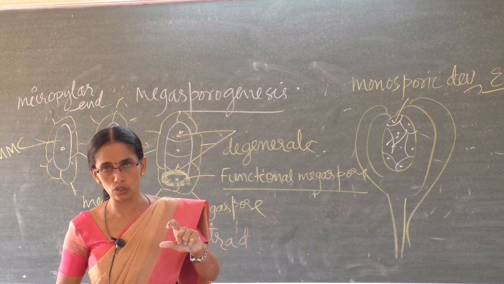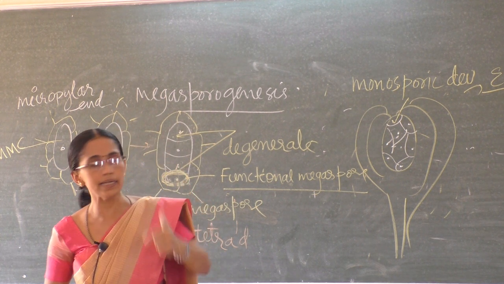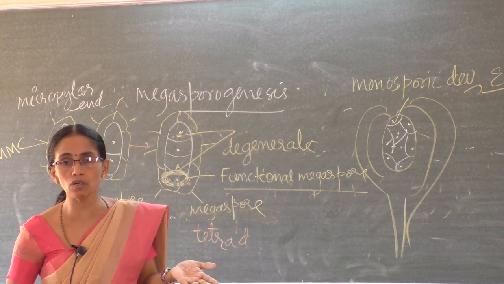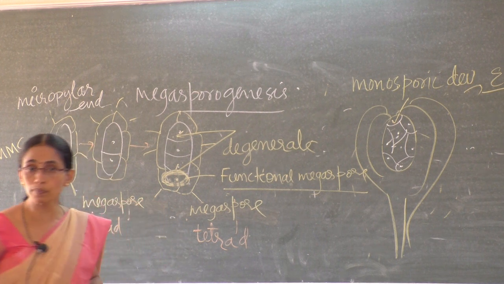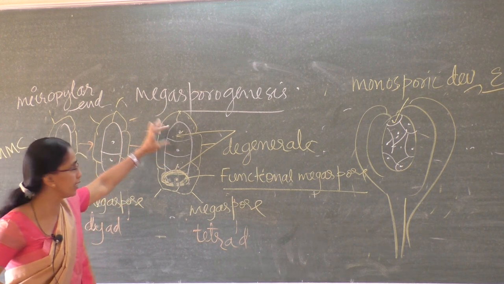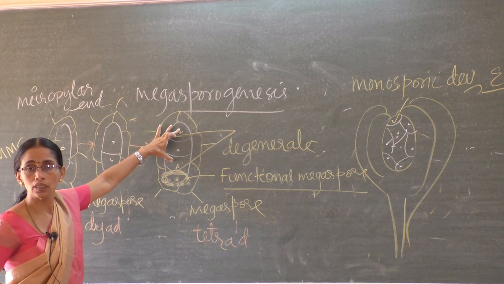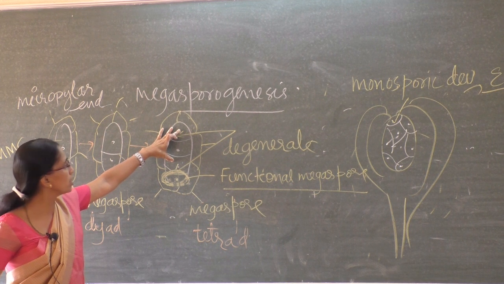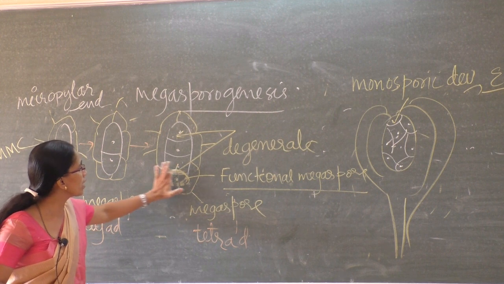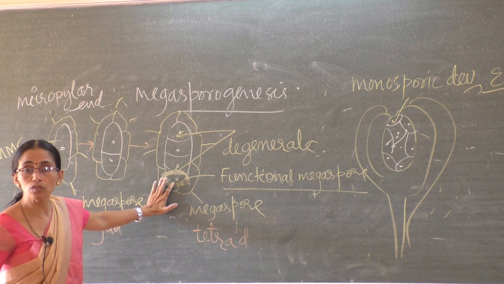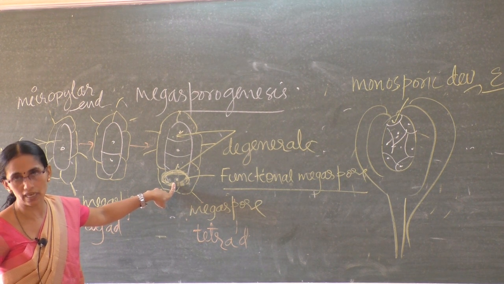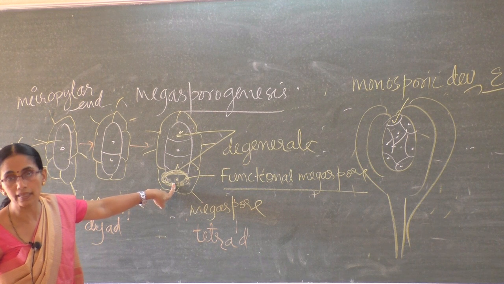One single cell of the nucellus, which is near the micropylar end, first differentiates into a megaspore mother cell, undergoes meiosis and results in a megaspore tetrad. The outer, meaning upper, 3 degenerate, and only one remains, which is the functional megaspore. This functional megaspore later gives rise to the embryo sac. Since the embryo sac is produced from a single functional megaspore, it is called monosporic development.